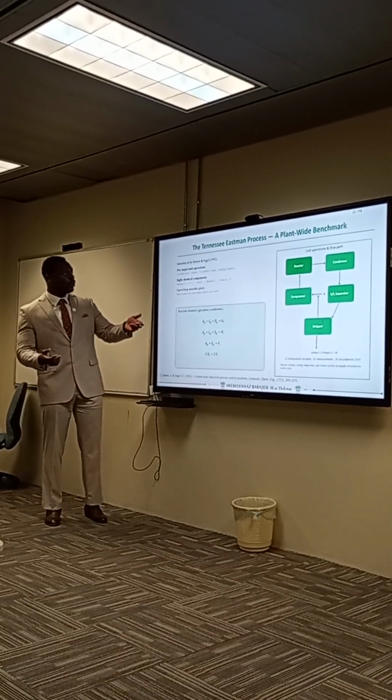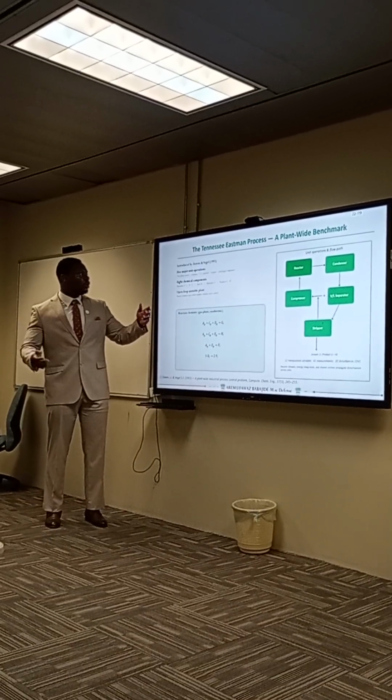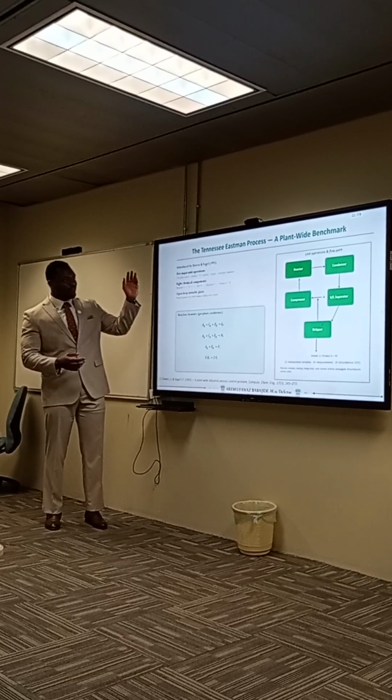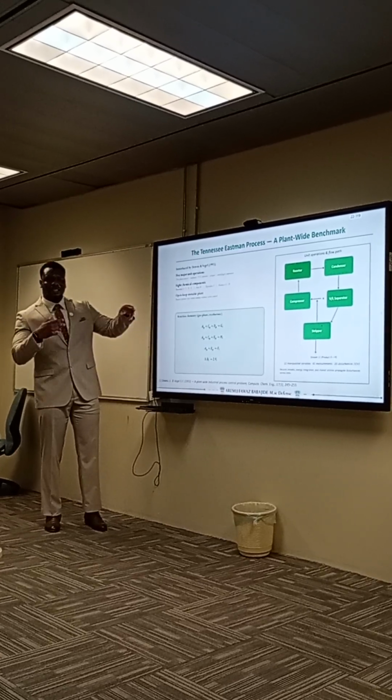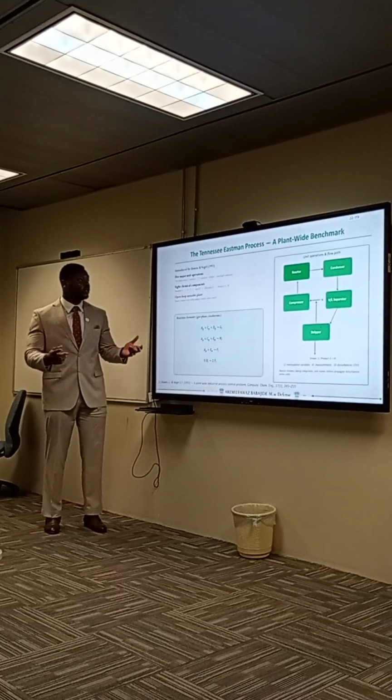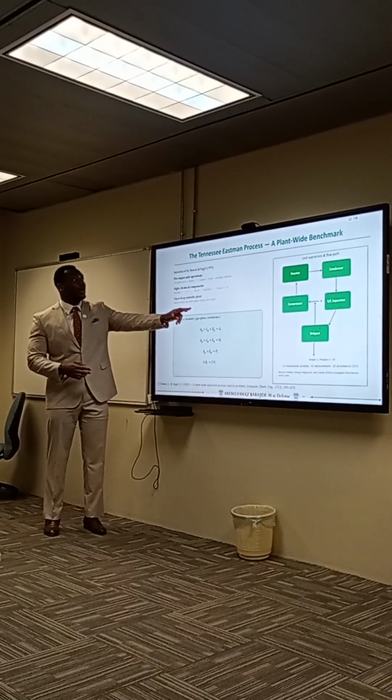The reactants, of course, cost money in every plant. And you have about 5 major units, like I said earlier. The plant is highly nonlinear, unstable, open-loop unstable. And we'll be looking at that plant today.